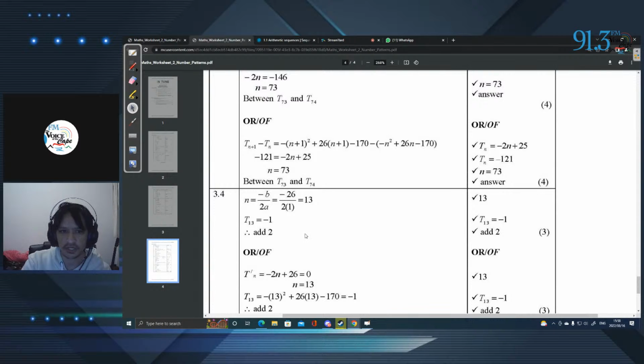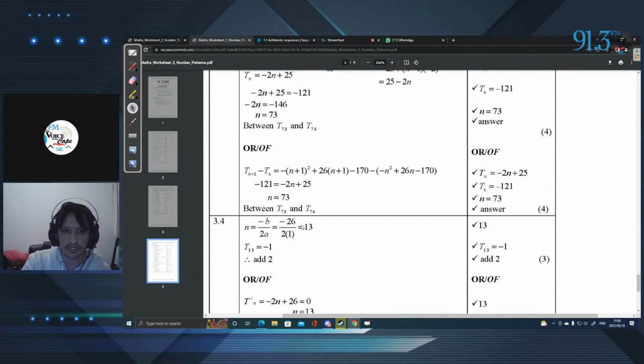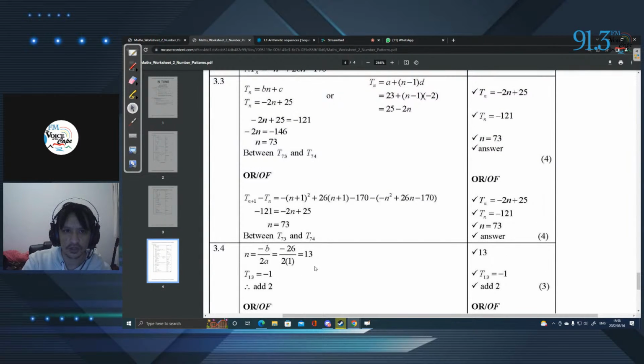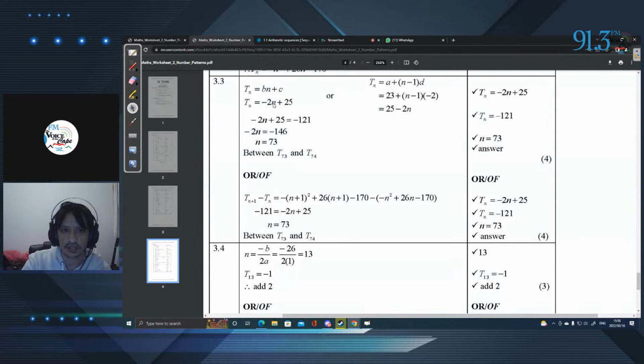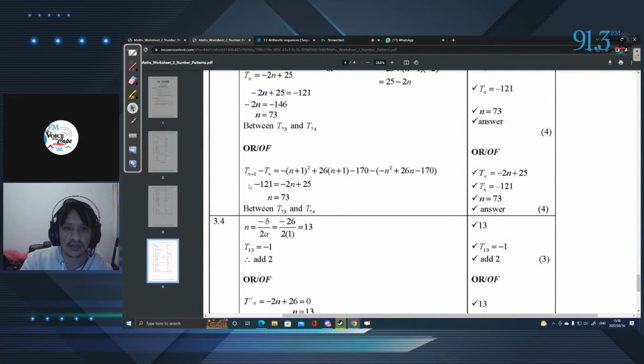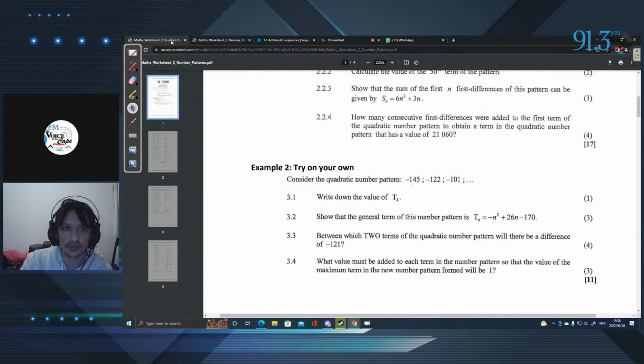So you'll get the value of 13. You'll say term 13 equals negative 1 for this over here. Sorry, the negative 1 comes from this formula over here, where we derived this from the arithmetic sequence. No, you just substitute 13 in here, not negative 13. You substitute 13 into here, you'll get negative 26 plus 25 gives us negative 1. And then they say, therefore, you have to add a value of 2 to get that answer.